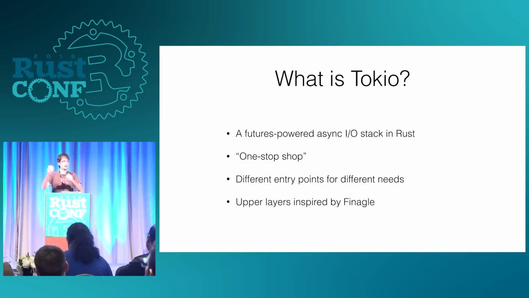And at the same time, this is a very layered architecture where there are different entry points depending on what you actually need. Not everyone needs this RPC framework, or not everyone needs a multiplexing implementation. You might just need an event loop. And at the upper layers, we're drawing a lot of inspiration from Finagle, these very successful systems external to Rust, and we see how to bring all those best ideas into it ourselves.